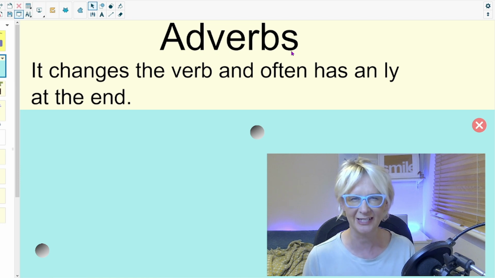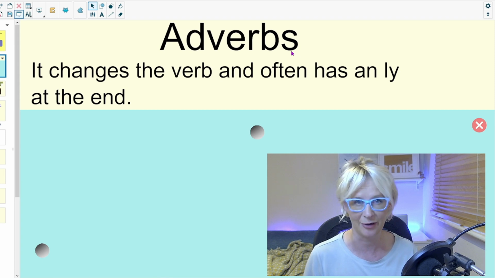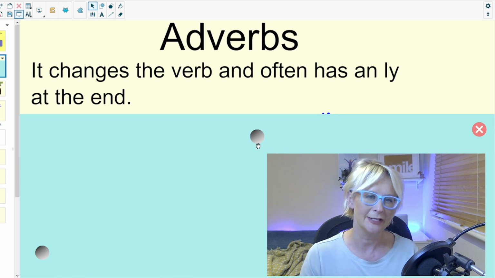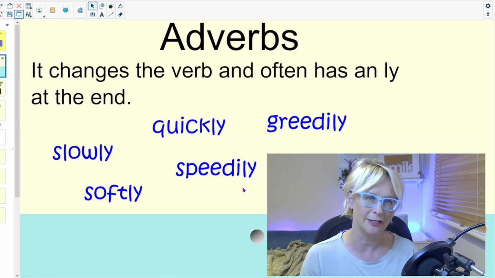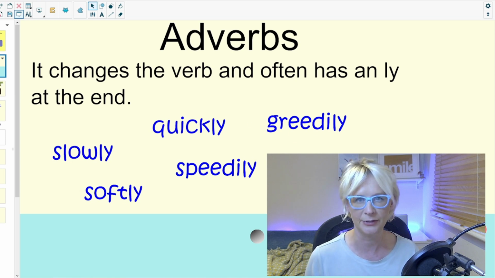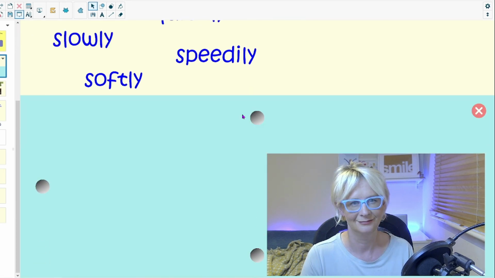Okay, so we kind of really need to know two things for this. We need to know what a verb is and what an adverb is. So an adverb often has the ly group of letters at the end, but not always. Not all adverbs have those. So let's have a little look at some examples then. So these are all adverbs: slowly, quickly, speedily, softly, greedily. And we pair these with verbs. So verbs are the action words. They often end in ing, so they're actions or they're being words.